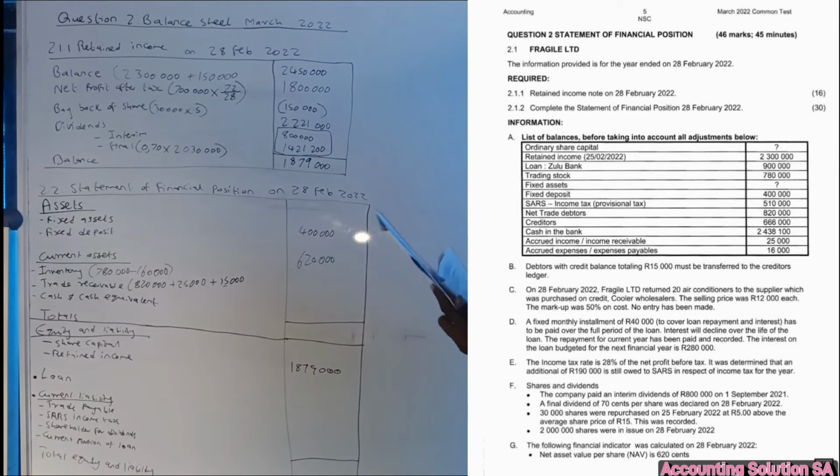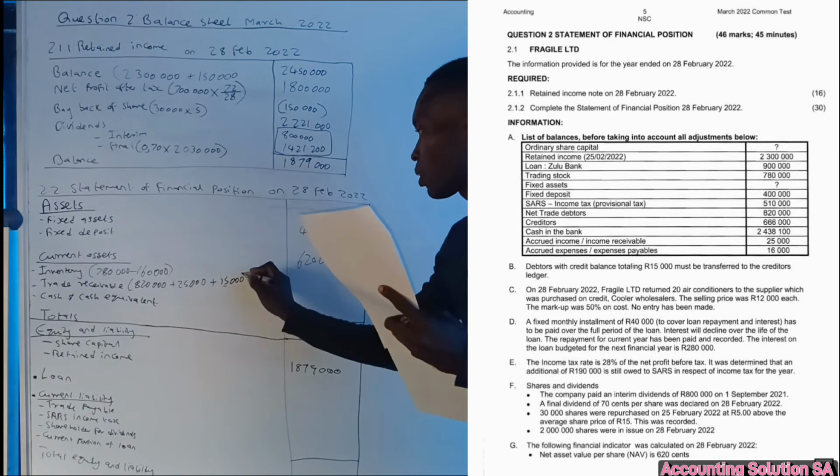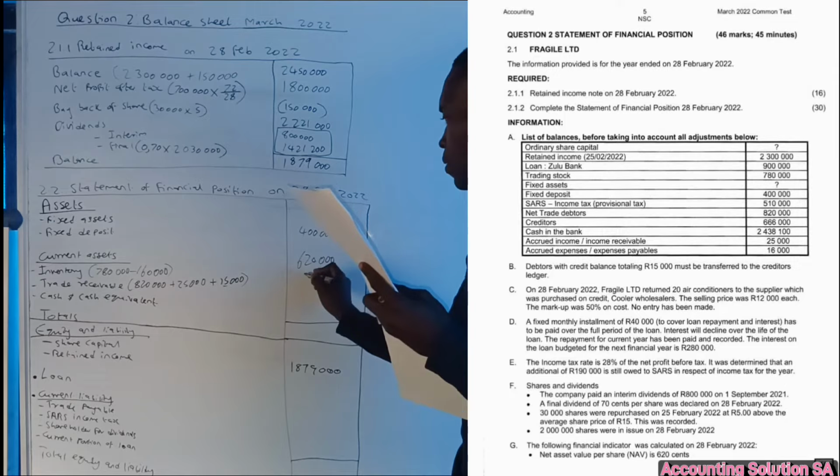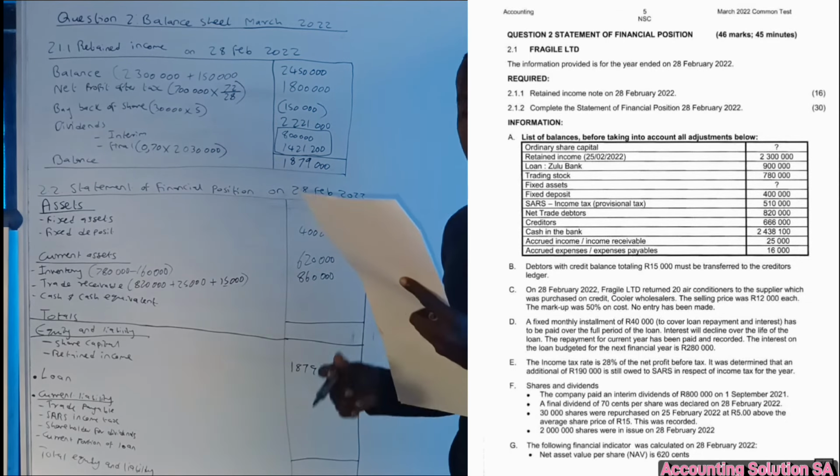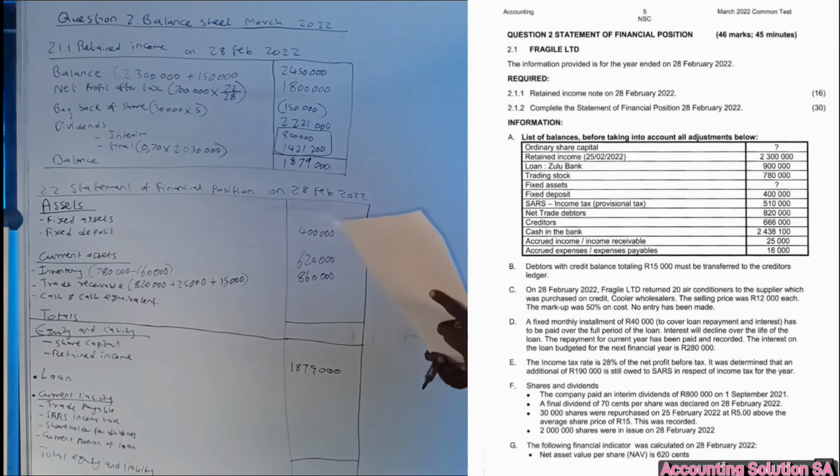Okay, let's proceed. I think for this one we can now totalize. If we totalize this one, it's going to give us 860,000. Okay, then let's proceed.